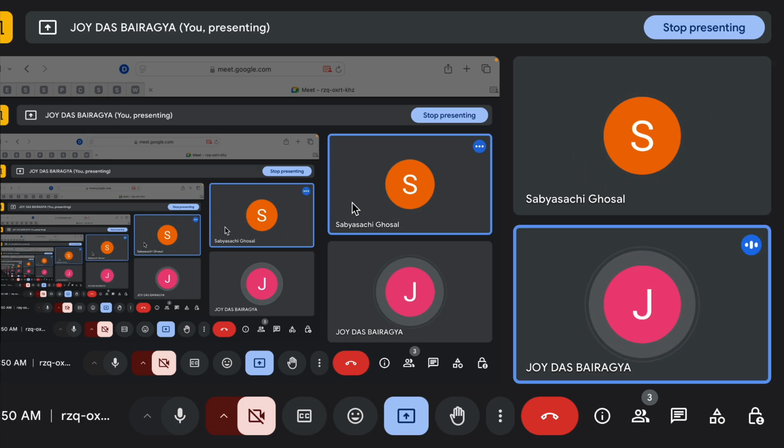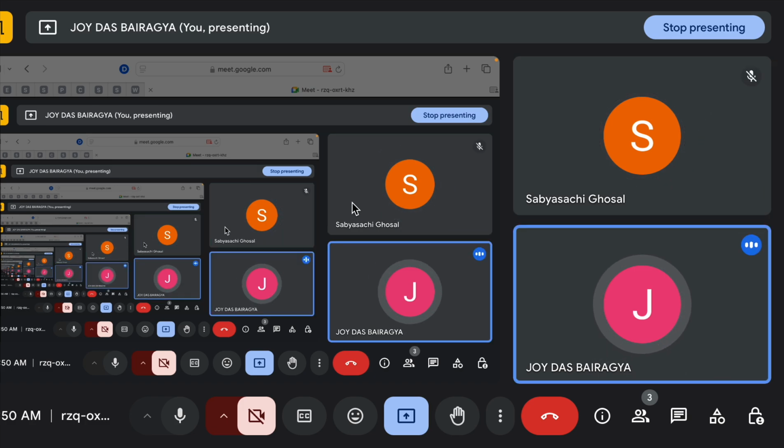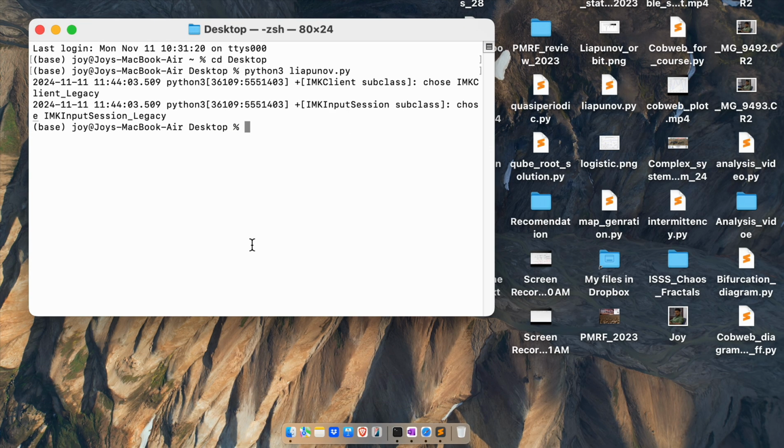Oh, that's a Lyapunov diagram. I am drawing the Lyapunov exponent with r. Okay, let me show you.